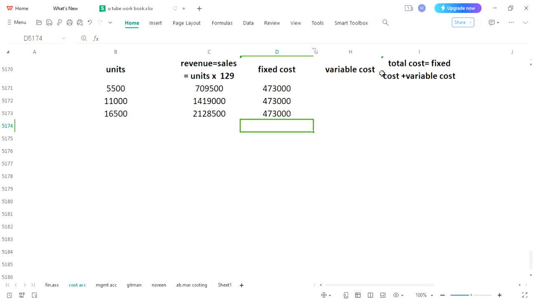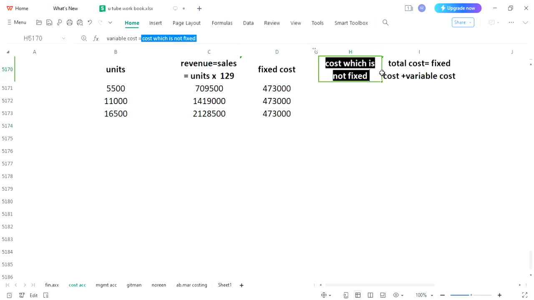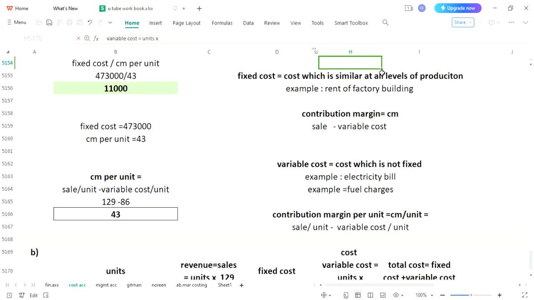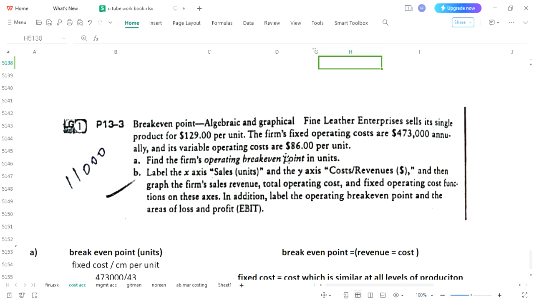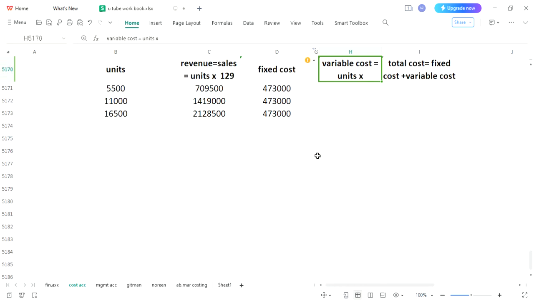Now we will calculate our variable cost, for which we will use a simple formula. We need units and we'll multiply by variable cost. Go back to the question and look at here. Your variable cost is $86. So here you will put 86. All units would be multiplied by 86 to calculate our variable cost. First number of units was 5,500 and then you need to multiply it with 86, which is per unit variable cost given in the question. Total variable cost for 5,500 units has been calculated.